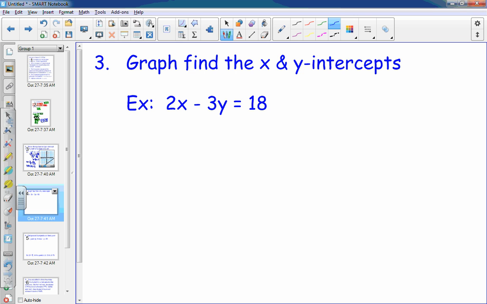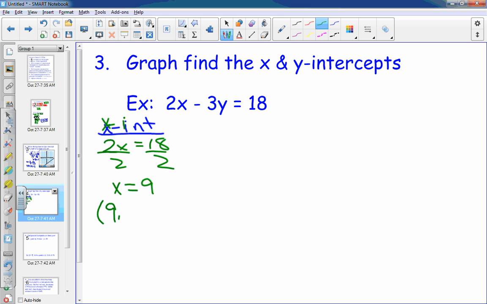How do I find my x-intercept? To find my x-intercept, I drop what letter? I'm going to drop y, so I have 2x is equal to 18. Did you guys sign in? Okay, divide both sides by 2. X is equal to 9. So what's the ordered pair you're going to graph? 9, 0 is the ordered pair we're going to graph.